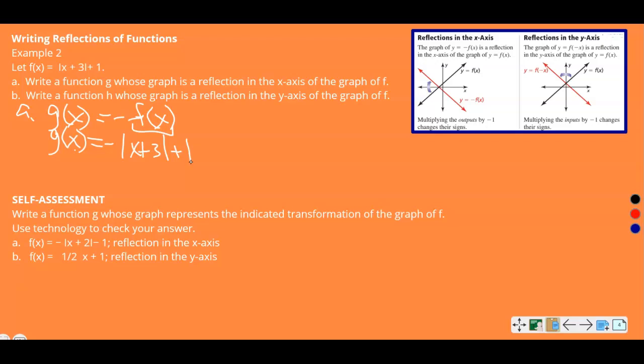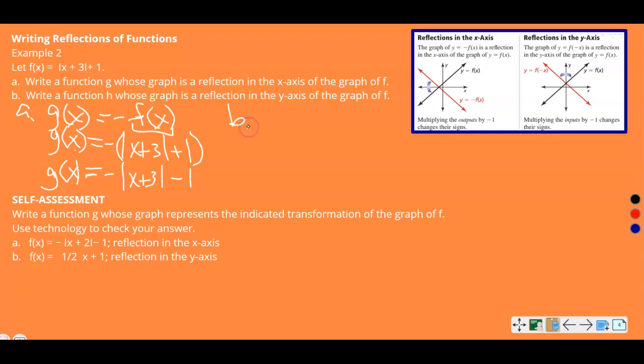All right, and actually, that's negative the whole function, so that needs to be in parentheses. So we're going to have negative the whole function f of x. So since this whole thing is going to be negative, we have to have that negative sign here. So when we distribute the negative sign, we're going to have negative times the absolute value of x plus 3, and then negative times positive 1 is negative 1. All right, so the reflection g of x equals negative absolute value of x plus 3 and then minus 1.